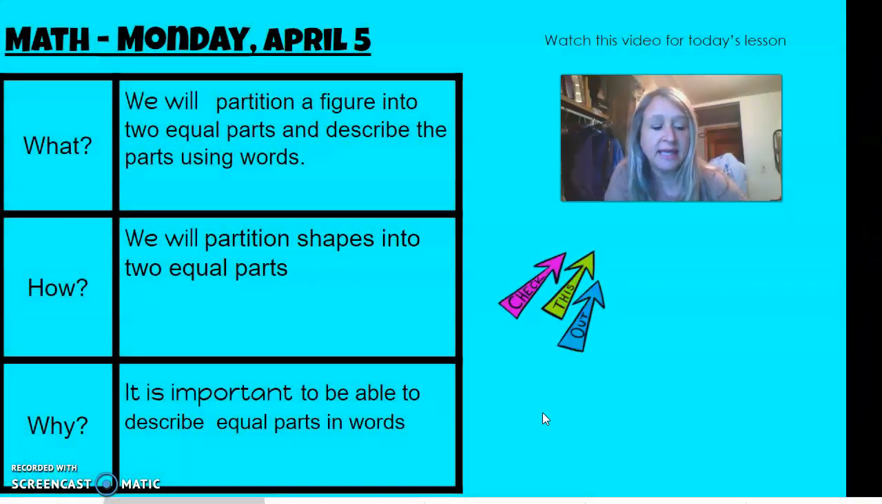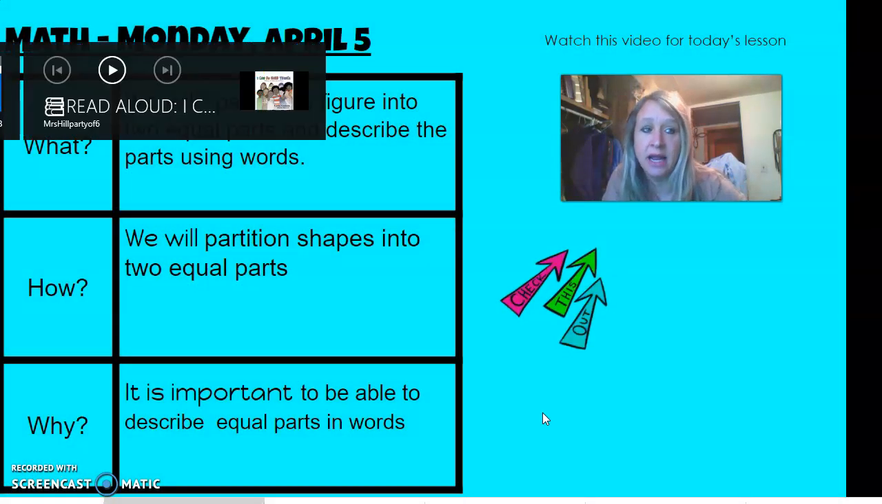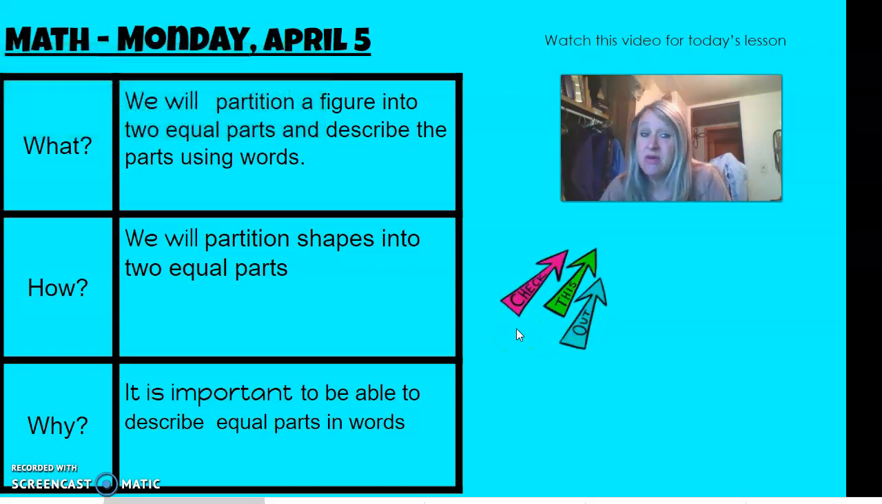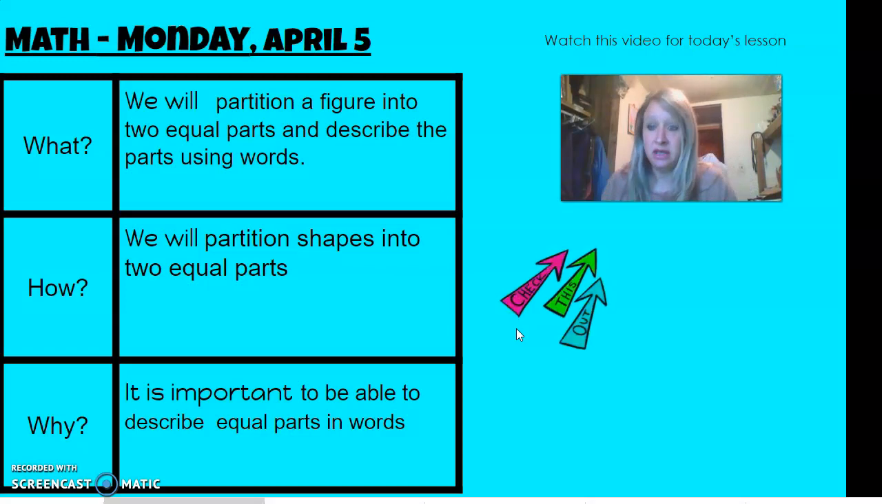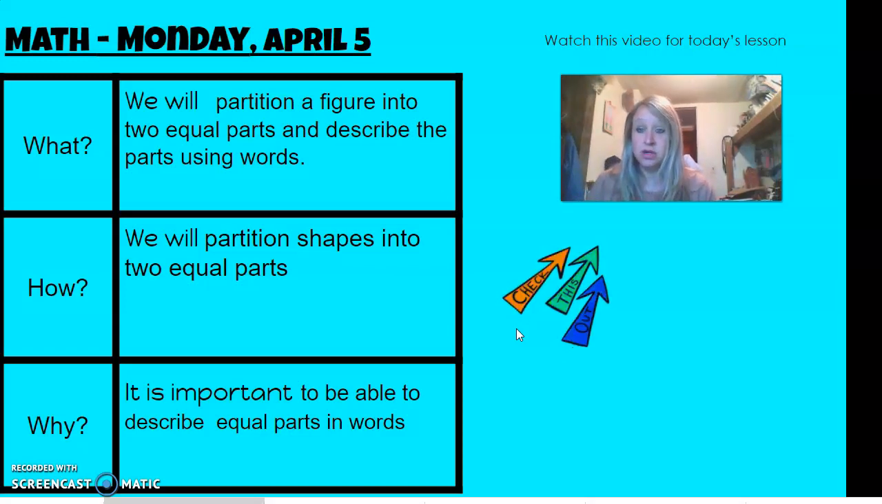So while the cake is baking, I am going to tell you what we're going to do today. We are going to partition a figure into 2 equal parts and describe the parts using words. How are we going to do this? We are going to partition shapes into 2 equal parts, and then this is important because we need to be able to describe equal parts in words.